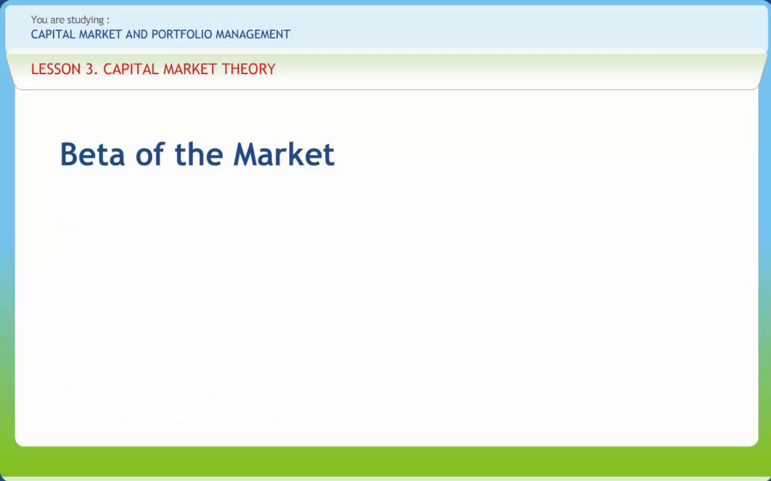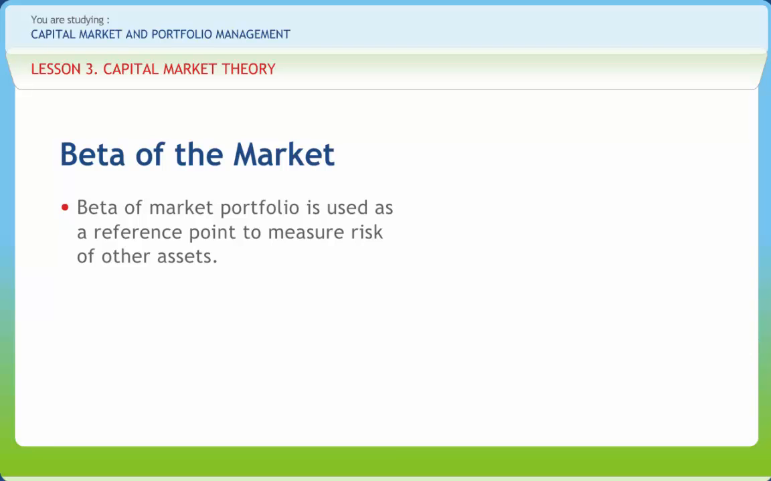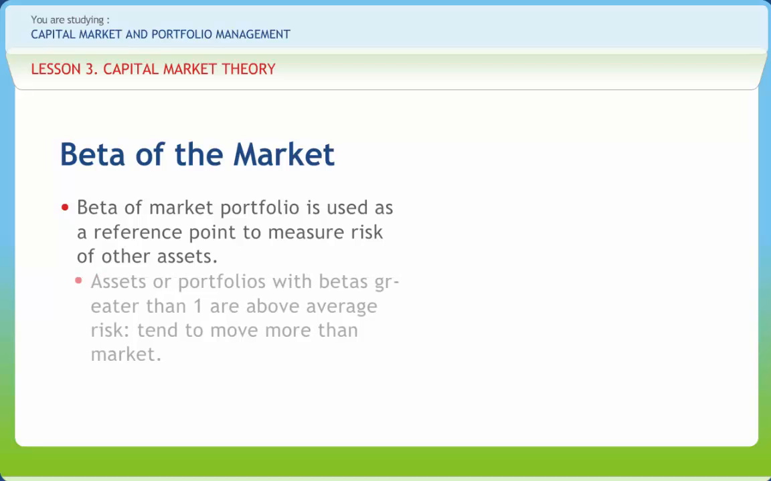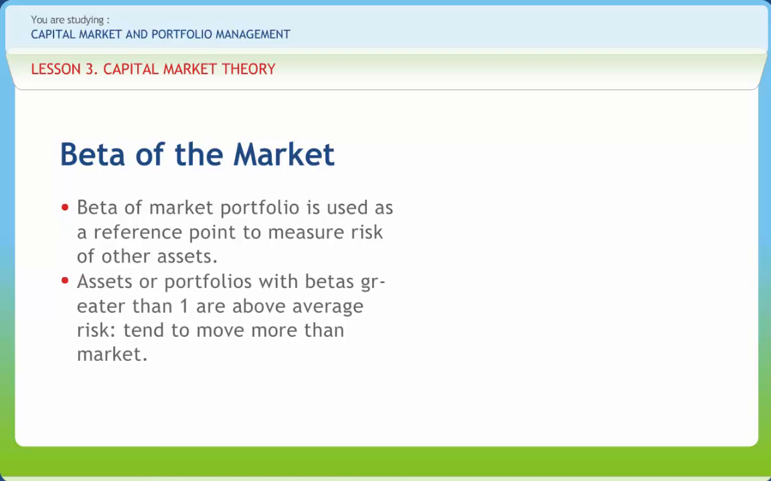The average risk of all assets is 1, the beta of the market portfolio. The beta of the market portfolio is used as a reference point to measure the risk of other assets. Assets or portfolios with betas greater than 1 are above average risk and tend to move more than the market.